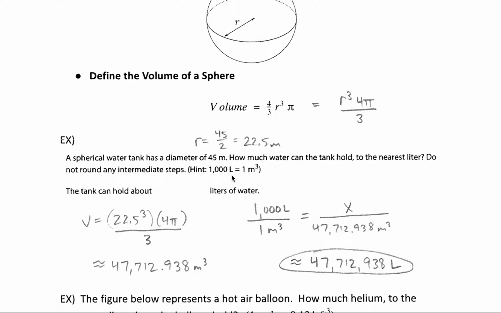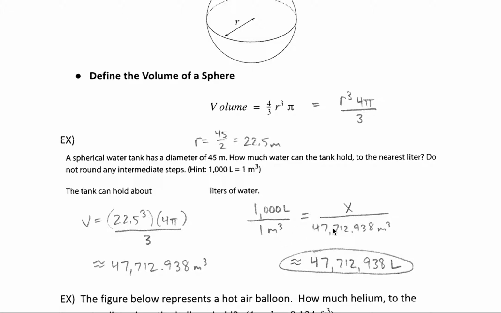And then the second part of this question is asking us to convert to a unit of volume that maybe we're more familiar with. Obviously, we don't see a whole lot of liquids that we buy in the store in containers that are using cubic meters. They're usually using liters or gallons or quarts or things like that. So we're going to do a little conversion here, convert it to something we're a little bit more familiar with. If there are 1,000 liters in every cubic meter, then how many liters are in our 47,712-ish cubic meters?